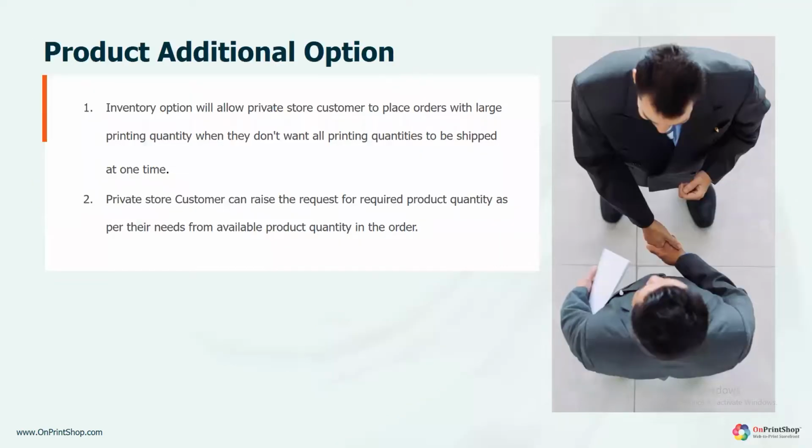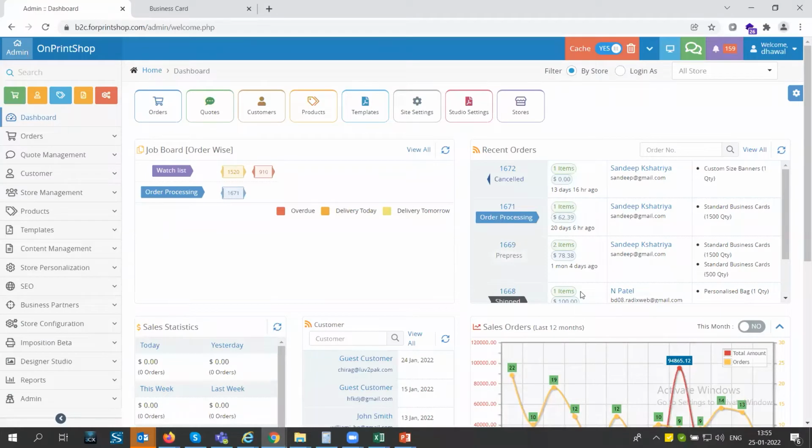In this video, we will see the inventory option, which allows private store customers to place orders with large printing quantities when they don't want all the printing quantities to be shipped at one time. A private store customer can raise a request for the required product quantity, as per their needs, from the available product quantity and order. So, let's see how we can configure it in admin.